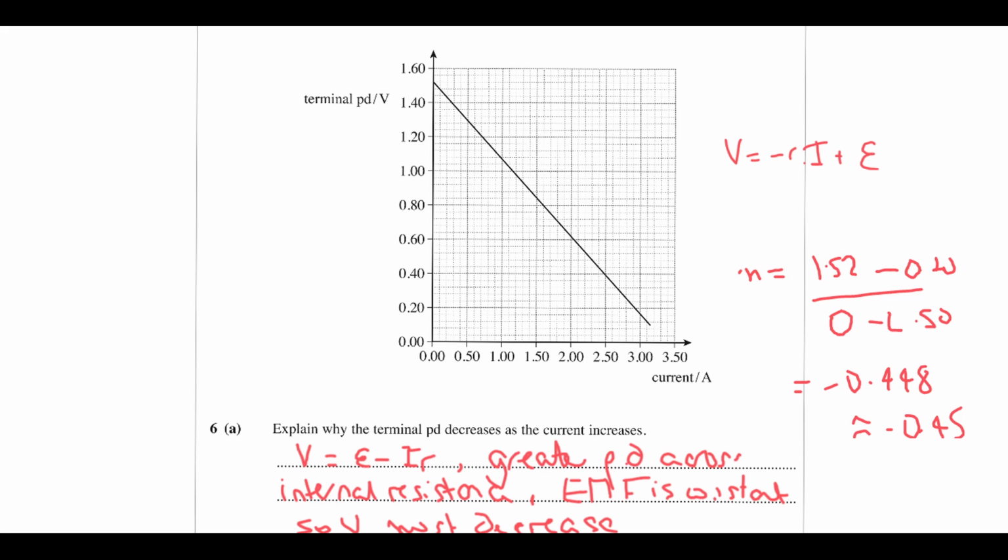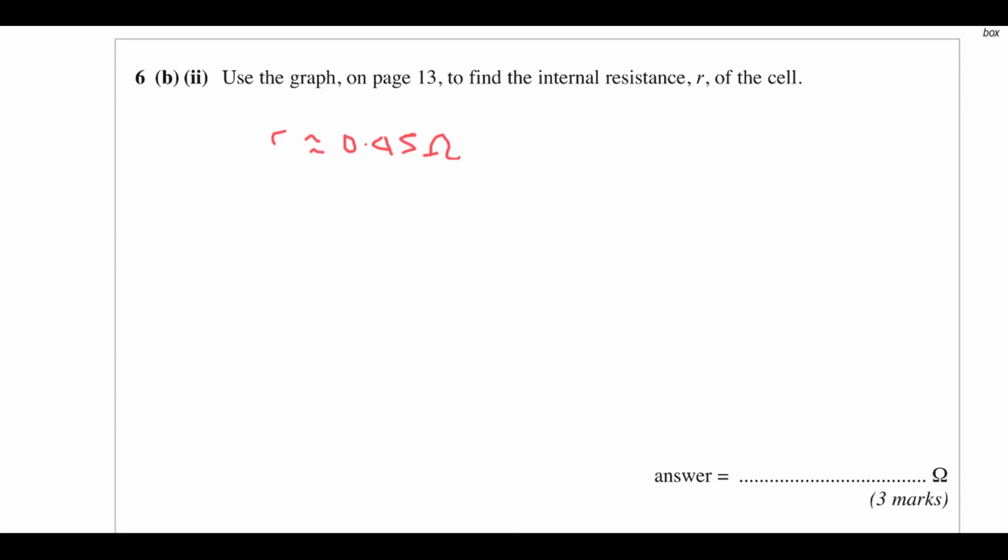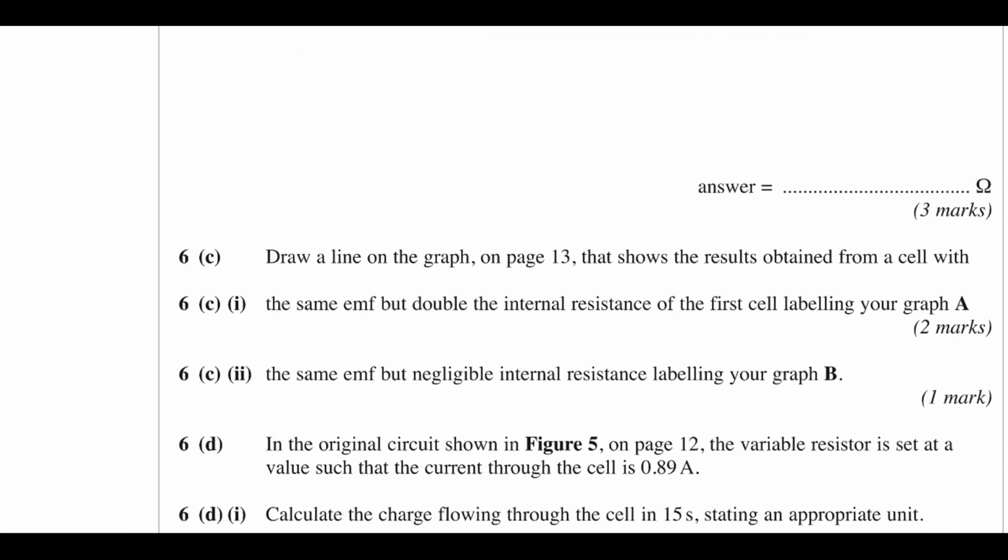So let's move on and see. So you can see I was exactly right. The next question is about internal resistance. So you just times your gradient by -1, get 0.45 ohms there. So you'd need to show what you were doing. So showing you were calculating the gradient, getting it right, times it by -1. That's where the 3 marks come from.